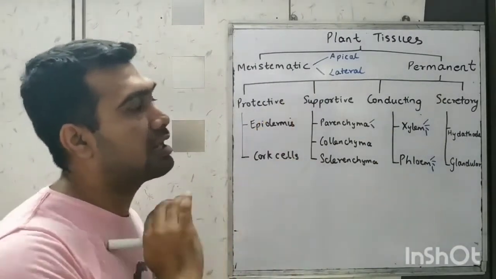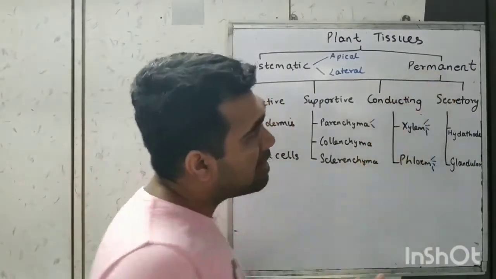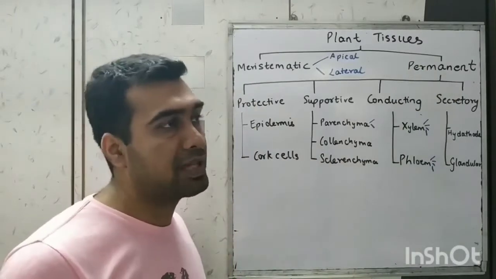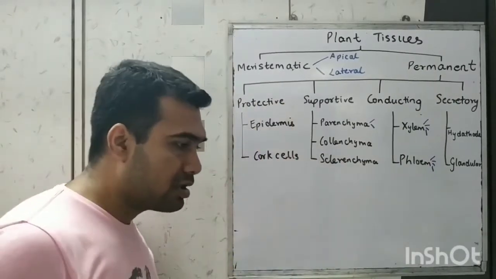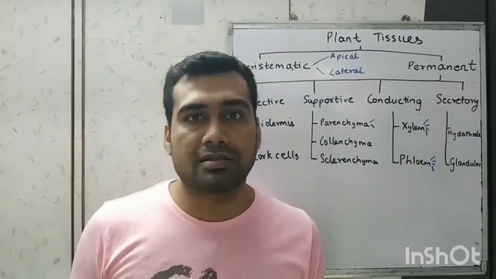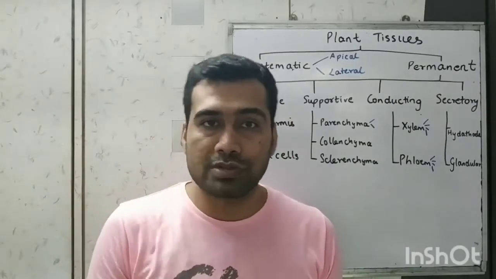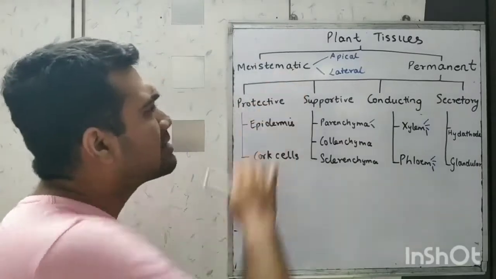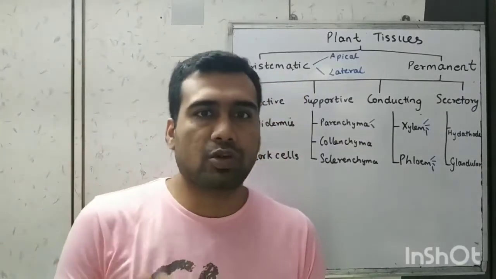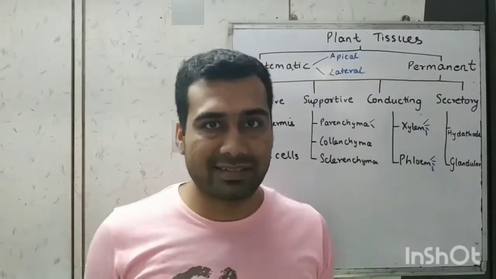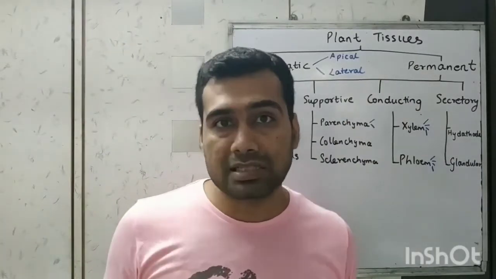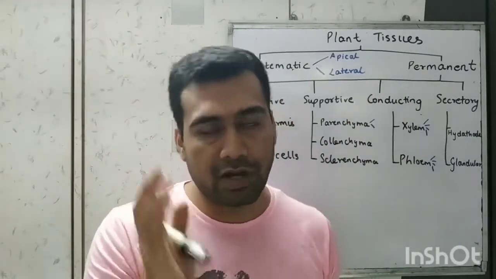Meristematic tissues are alive. Permanent tissues may or may not be alive because many of them are dead. Meristematic tissues are located at the growing points of a plant, like the tip of roots and shoots. They do rapid cell division and hence help in the growth of a plant. Permanent tissues have lost the ability to divide, so they don't help in the growth of plant. They have other specialized functions.